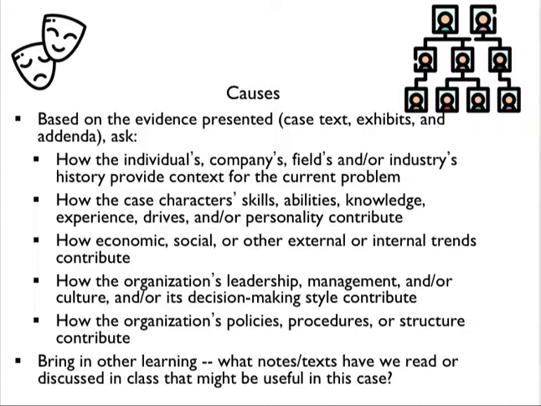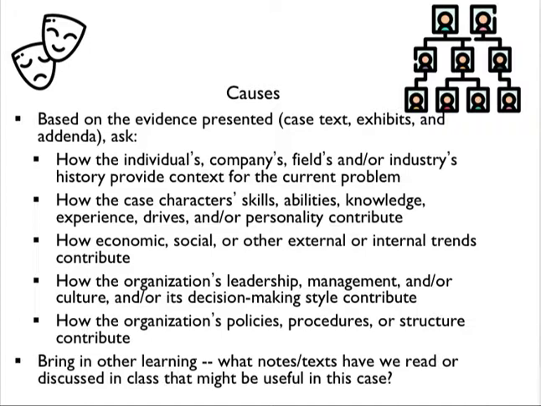How do you figure out what causes are most relevant and most significant? Ask yourself some questions. How did the history of this company or of this individual or of the industry perhaps provide context for the problem that they're facing? Is there anything about the case character's knowledge or skills or abilities that may be driving their behavior? Is there something external that's happening? What are the trends? Is there some economic change going on? Is there demographic change going on that might have contributed to it?